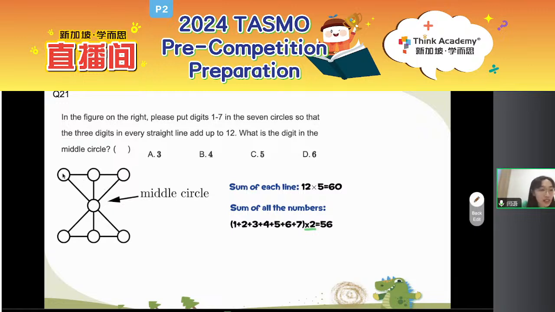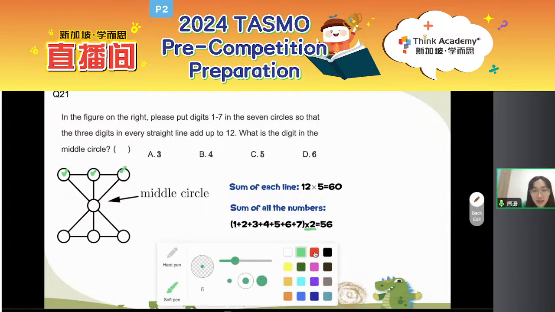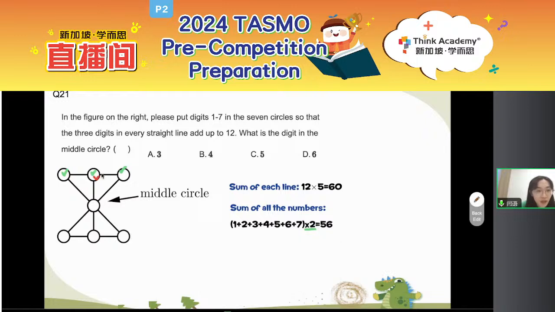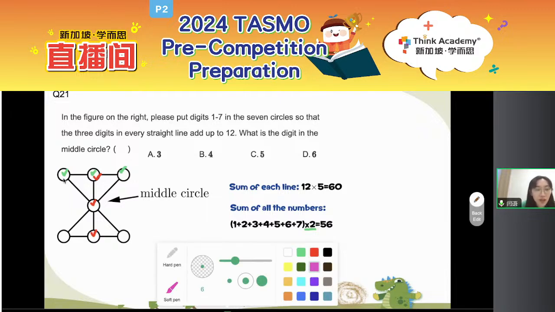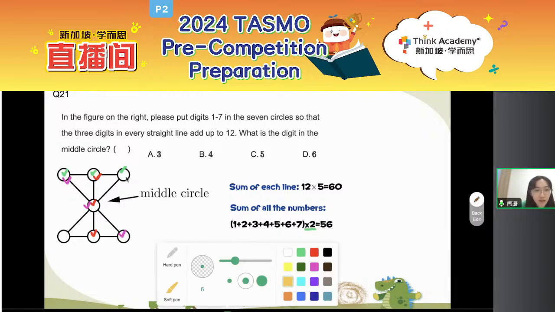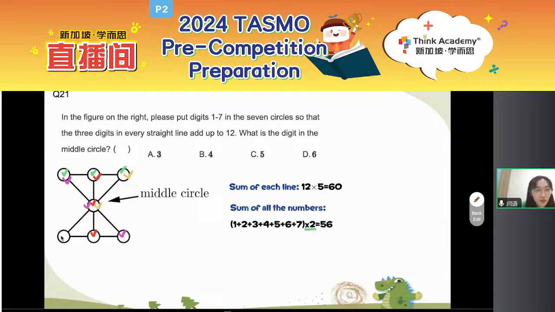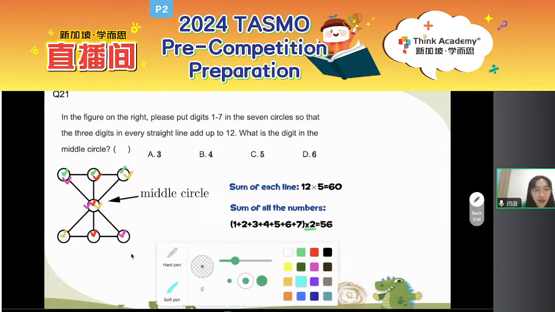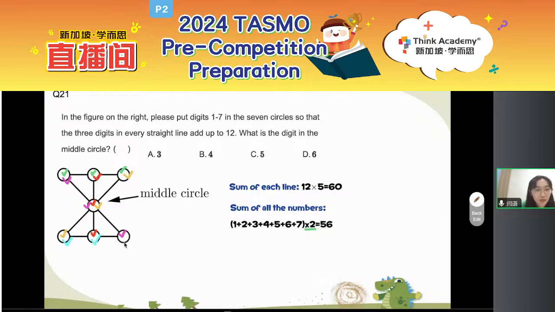When you count the first line, we have 1, 2, 3, right? And then when you count the second line, let me change the color, middle one, 1, 2, 3. Then the third line, we have 1, 2, 3. The fourth line, 1, 2, 3. The fifth line, 1, 2, 3. Now you can see that after you count the sum of every line, for each circle there are 2 ticks, right? That means you count the number twice.